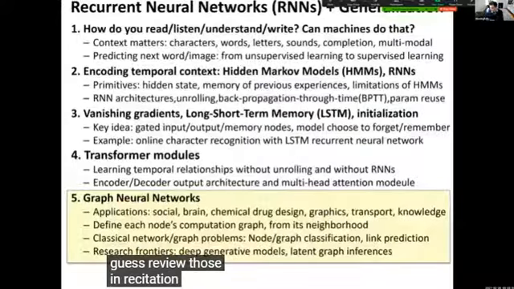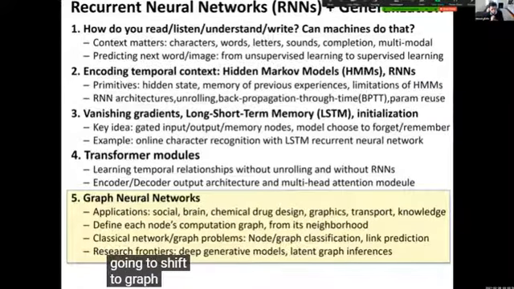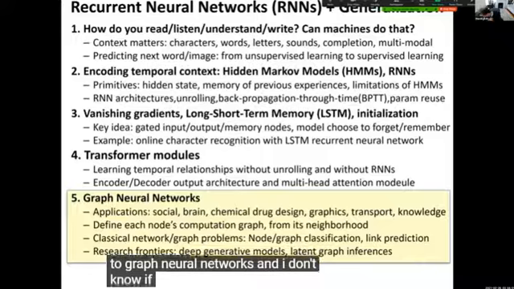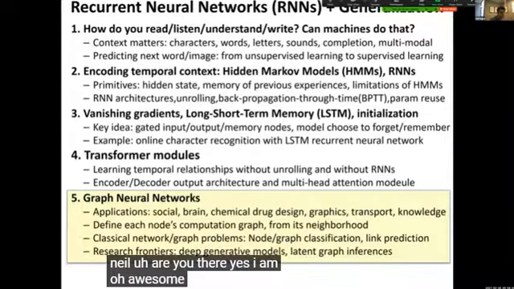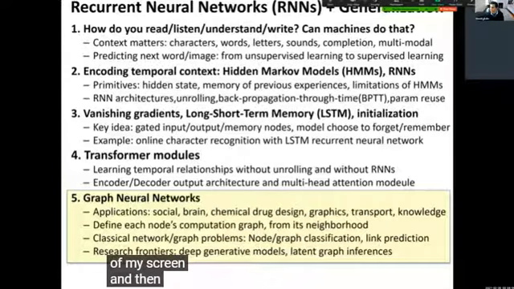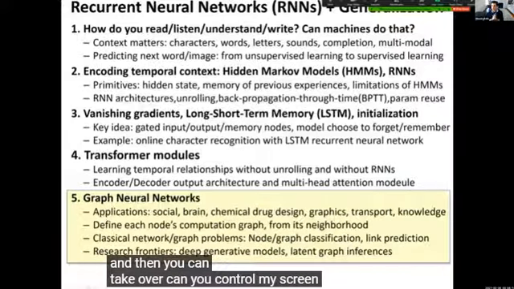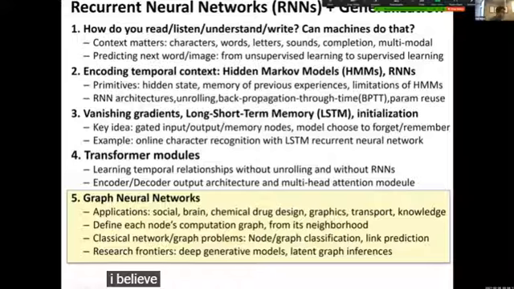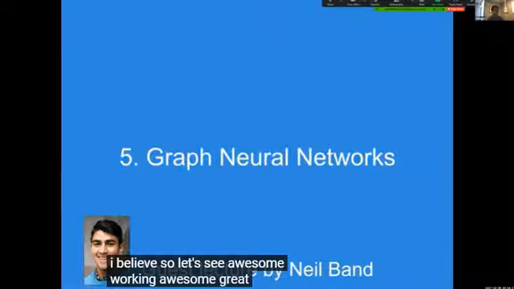All right, so now we're going to shift to graph neural networks. And I don't know if Neil, are you there? Yes, I am. Oh, awesome. So I'm going to give you control of my screen, and then you can take over. Can you control my screen? I believe so. Let's see. Awesome. Working? Awesome. Great.